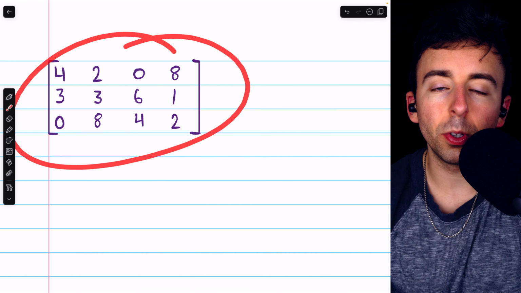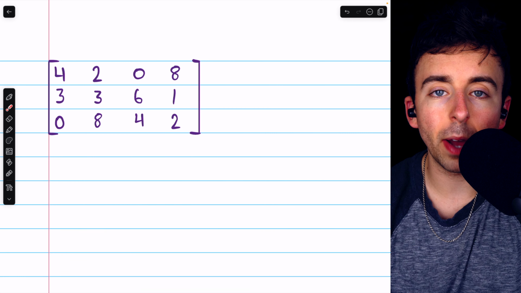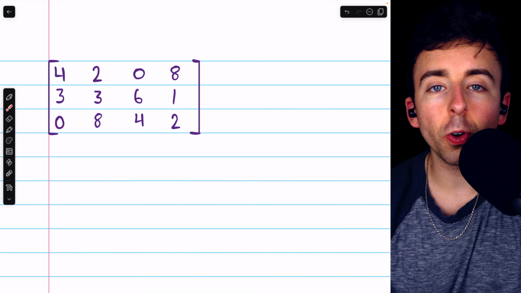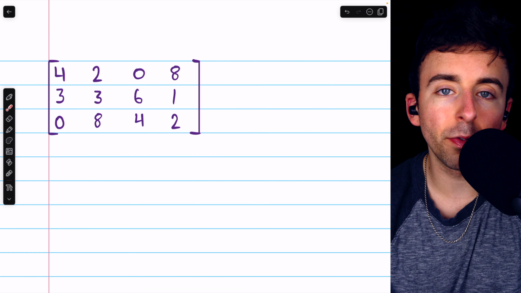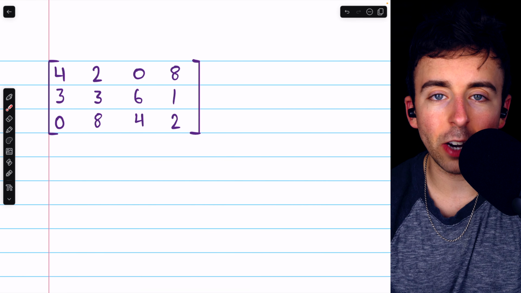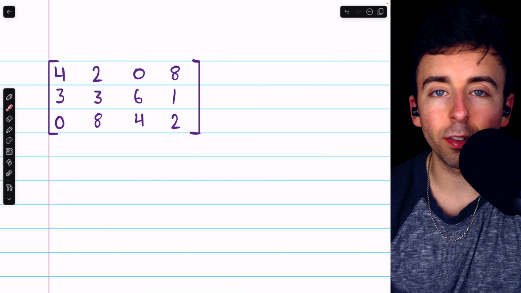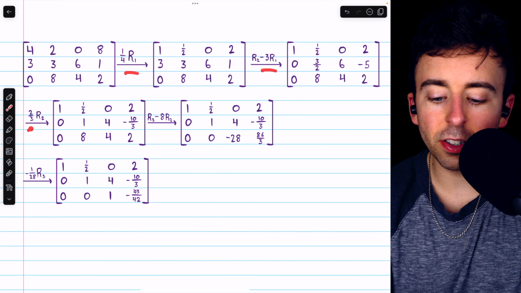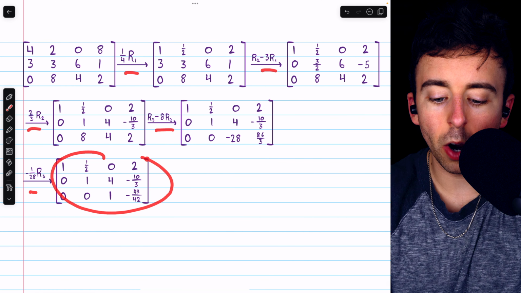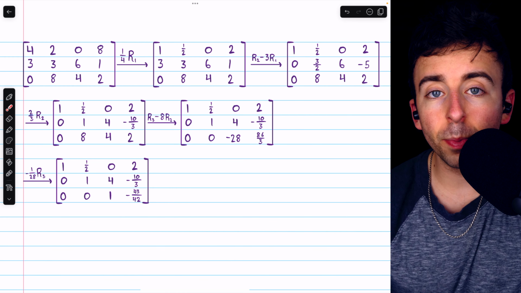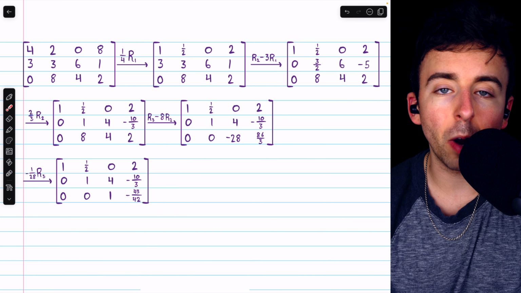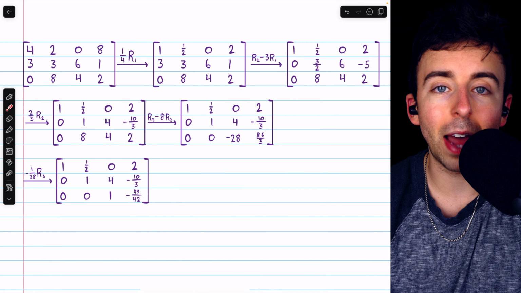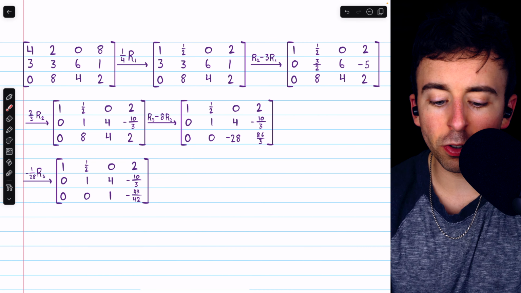Here's one more example you could try. This is a 3x4 matrix. Go ahead and try putting it into row echelon form using Gaussian elimination. I'll put the steps on screen now, at least the steps that I took. So here are the steps I took to get this matrix into row echelon form. It's possible you used different steps and arrived at a different but still valid answer, but your answer should look something like that.